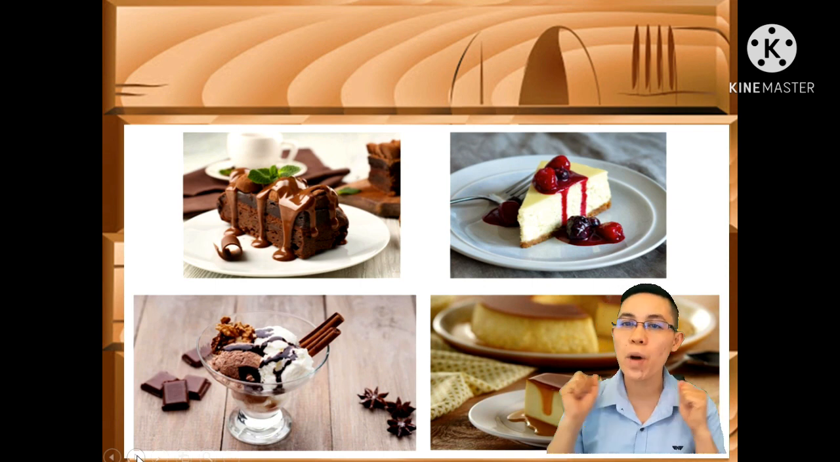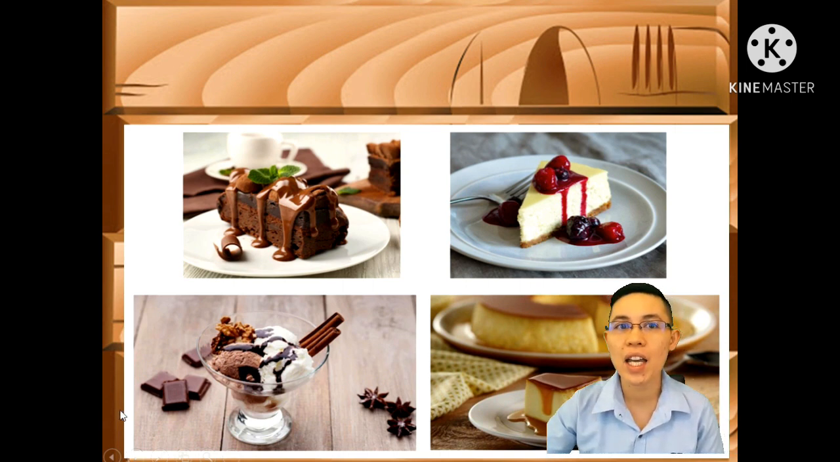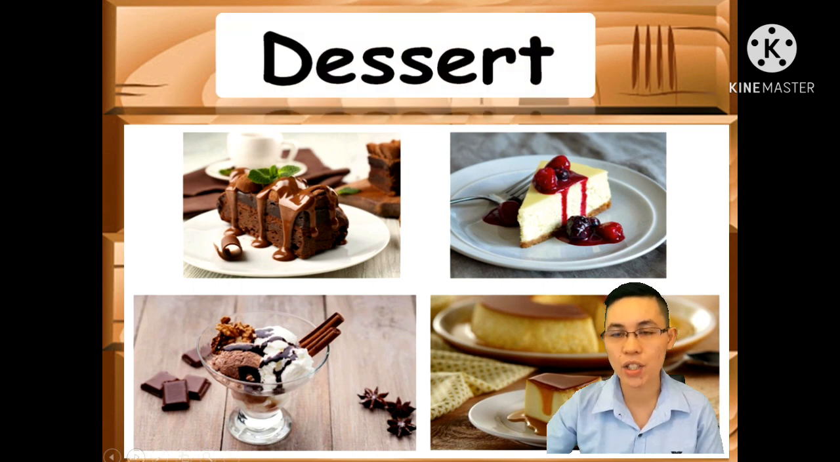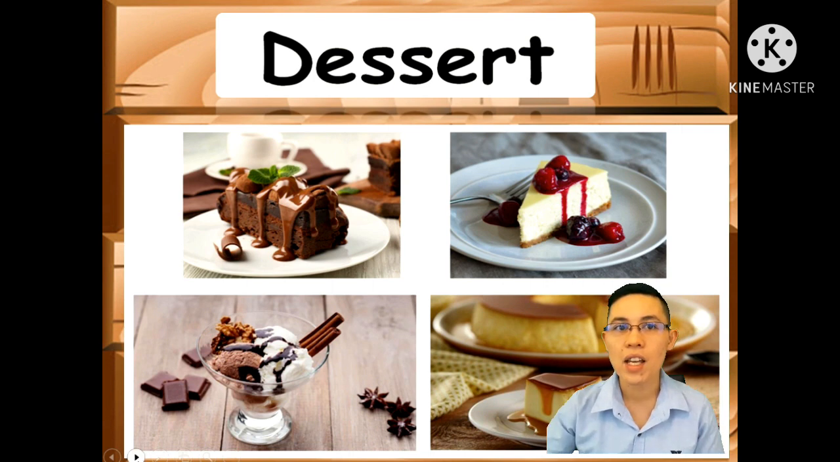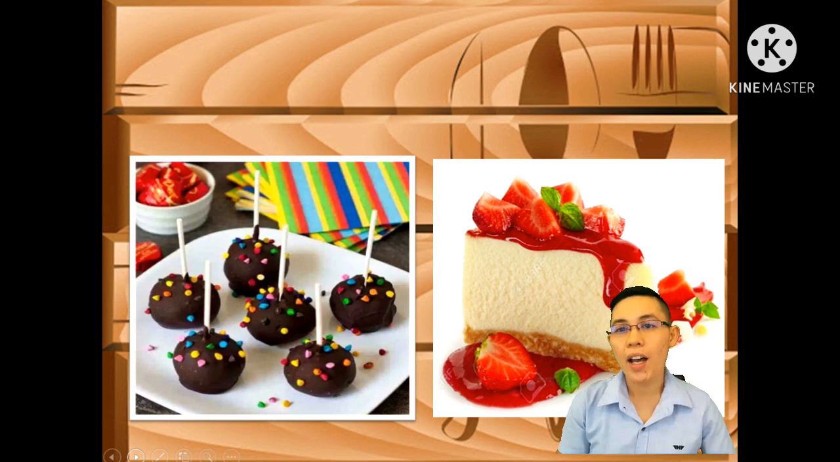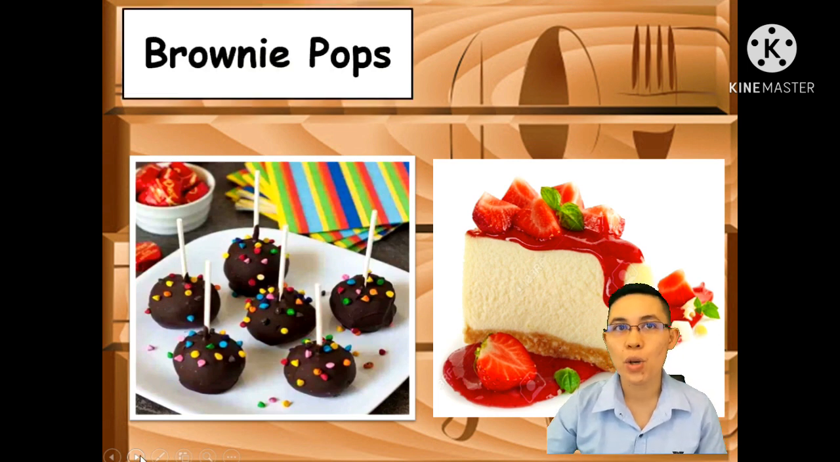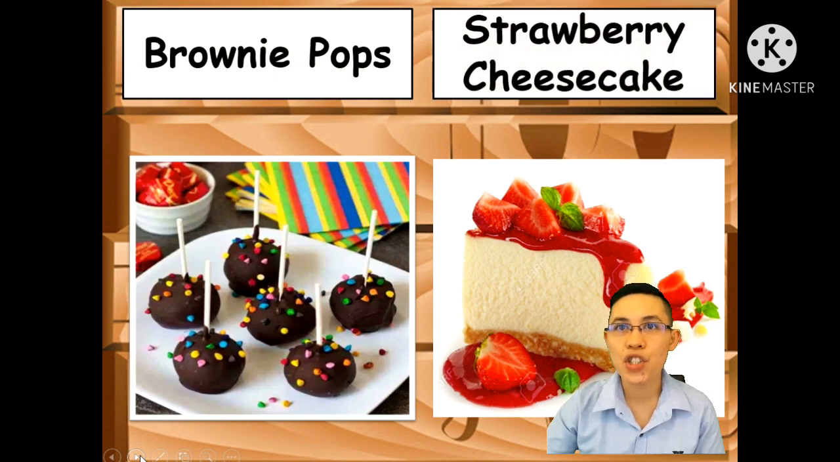now we want to eat something sweet. So we have the dessert. Okay, can you please repeat after me? Say dessert. Okay. So let's go ahead and learn some desserts that we have in Teacher P's restaurant. Okay. So we have brownie pops. Again, brownie pops. Next, we have strawberry cheesecake.